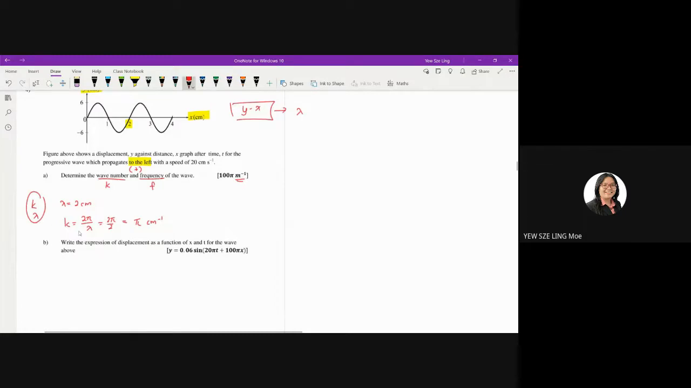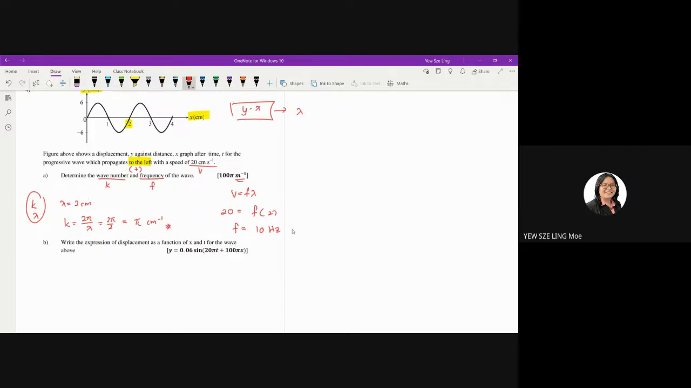So now you have lambda is 2 cm. How about frequency? We know v equals f lambda. Given v is 20 cm per second, so I have 20 equals frequency times lambda also in cm, because my v is in cm, so lambda should be in cm. Therefore, f is equal to 10 hertz. The cm cancel out, you are left with just s^-1, which is your hertz. So f is equal to 10 hertz. So that is question A.